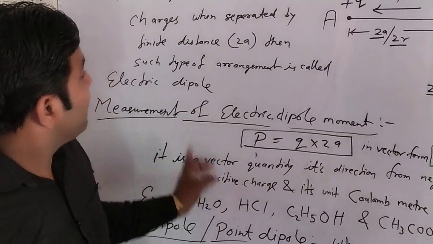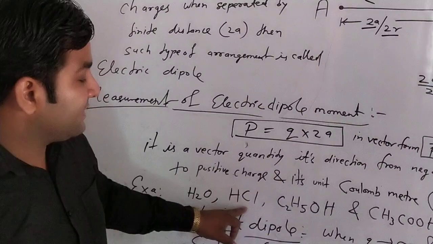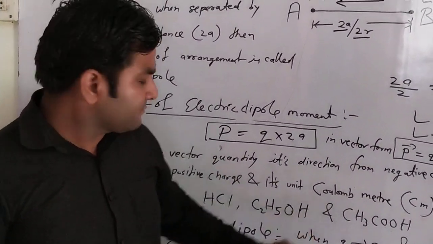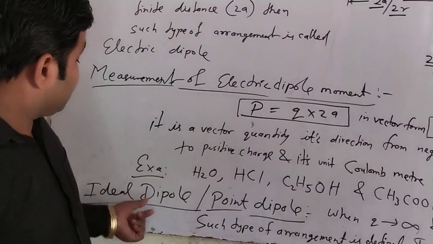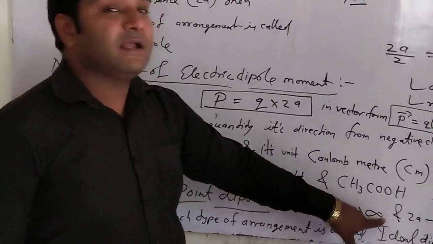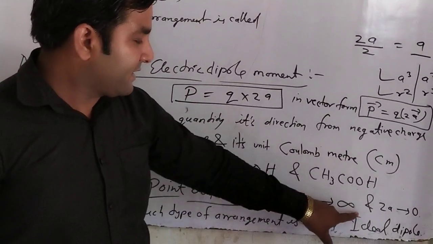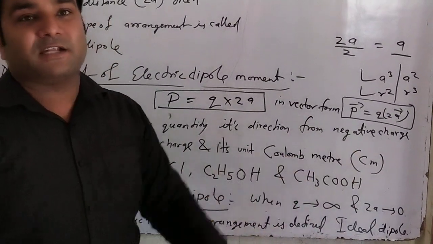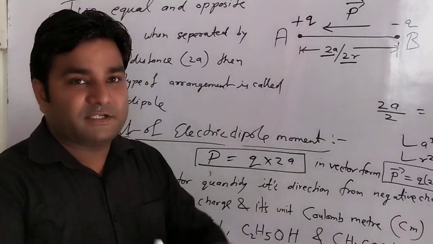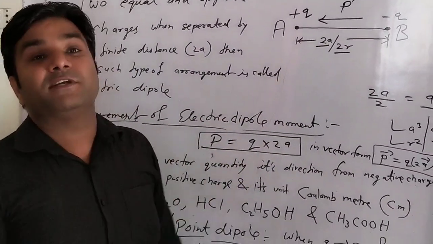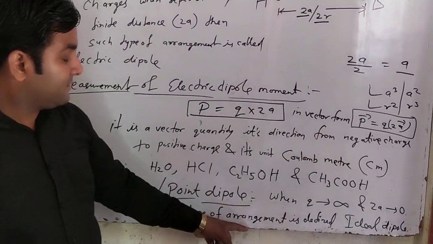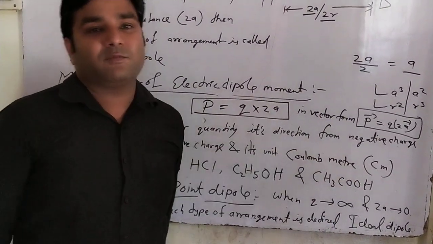And examples of electric dipole: water, hydrochloric acid, ethanol, and acetic acid. And there is an important conclusion about dipole: whenever the charge value tends to infinite, and the distance between the two opposite and equal charges reduces to 0, then in this case the system or arrangement is defined as an ideal dipole. Thank you so much.